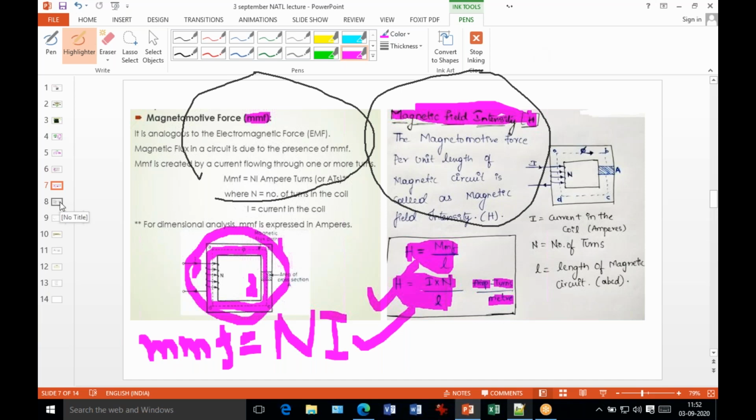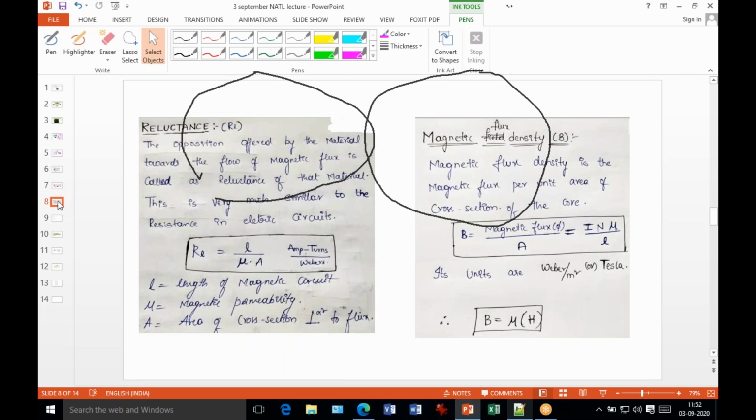Now we go on to study another parameter, reluctance. What is reluctance? In the magnetic circuit the parameter is reluctance, but the same role is played in the electric circuit by resistance. Resistance opposes the flow of current in the electrical circuit. Here, reluctance behaves the same way: it opposes the flow of flux in the magnetic circuit.